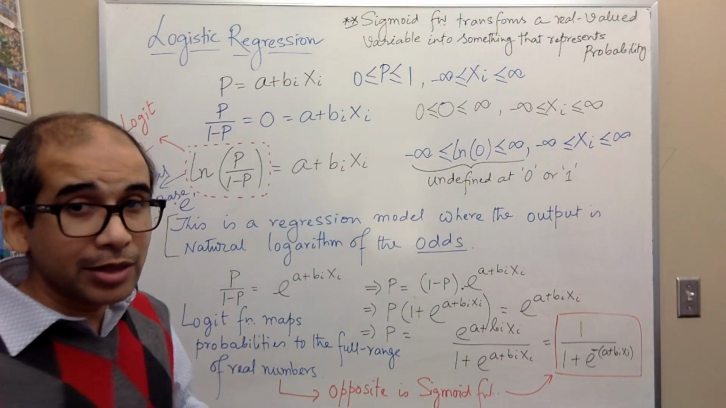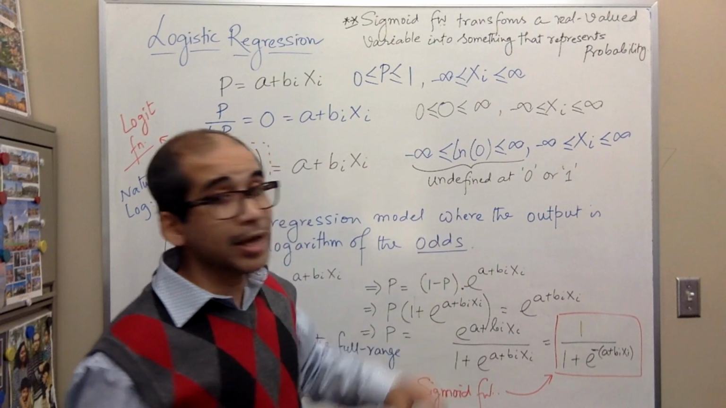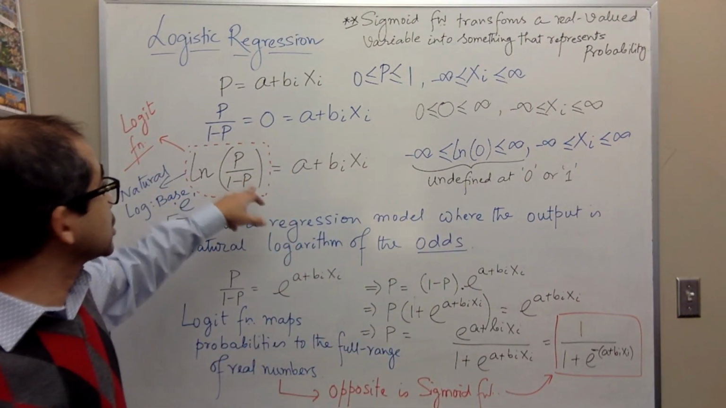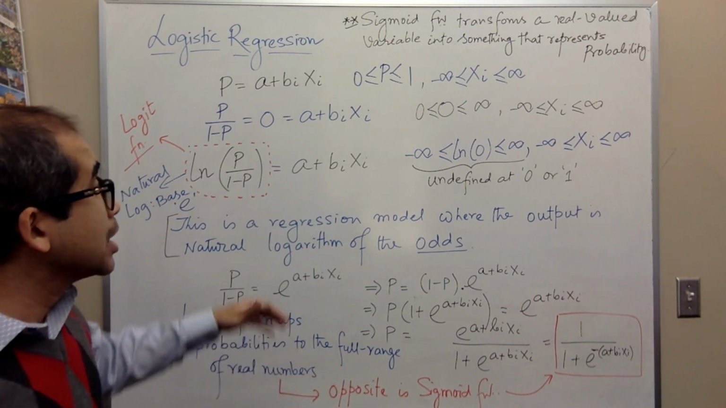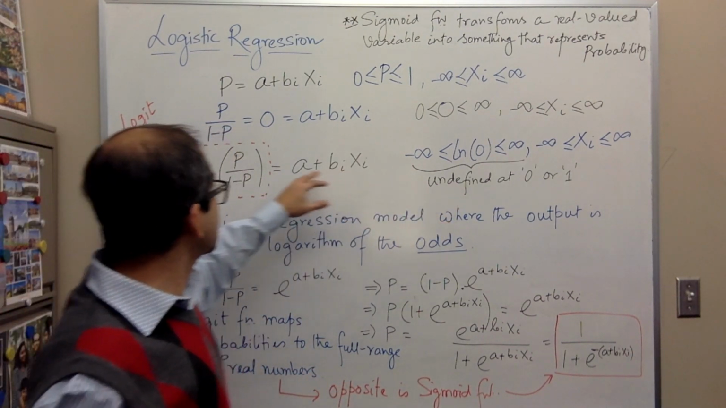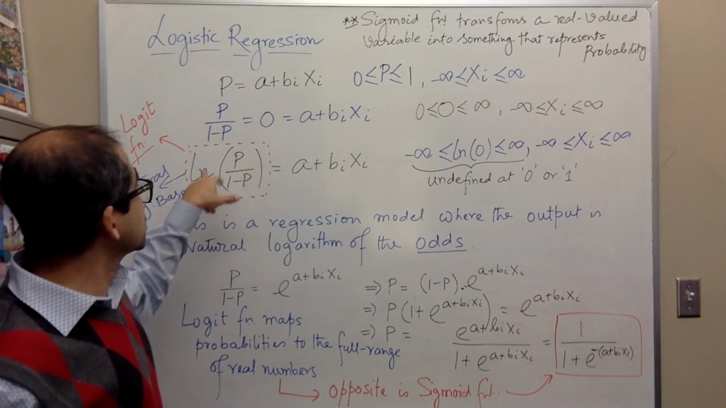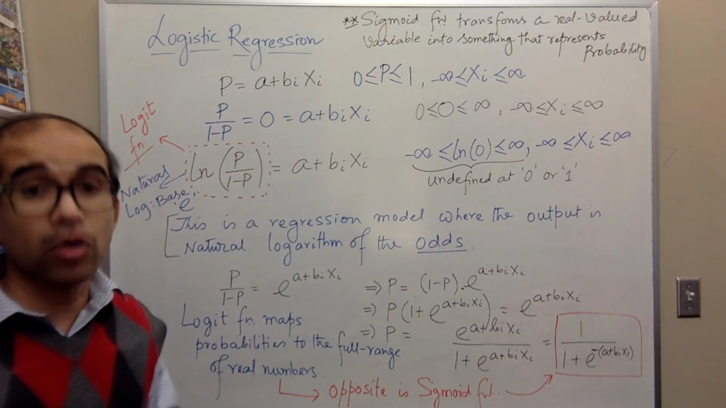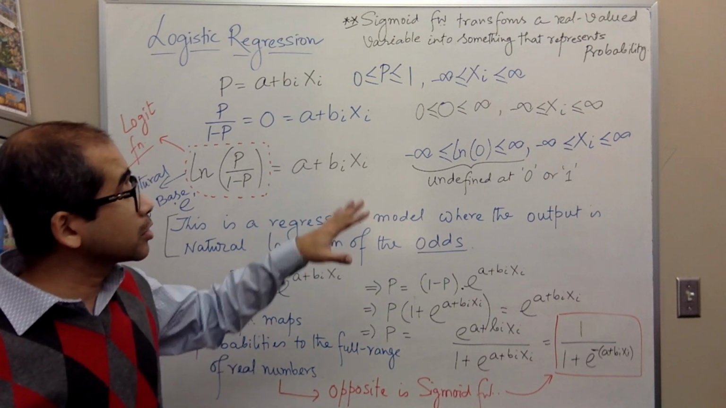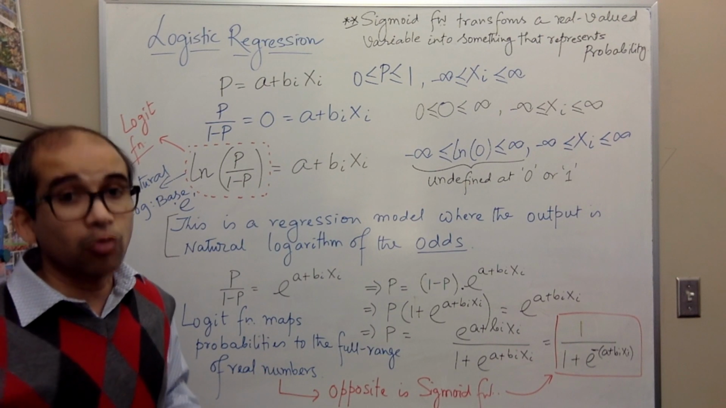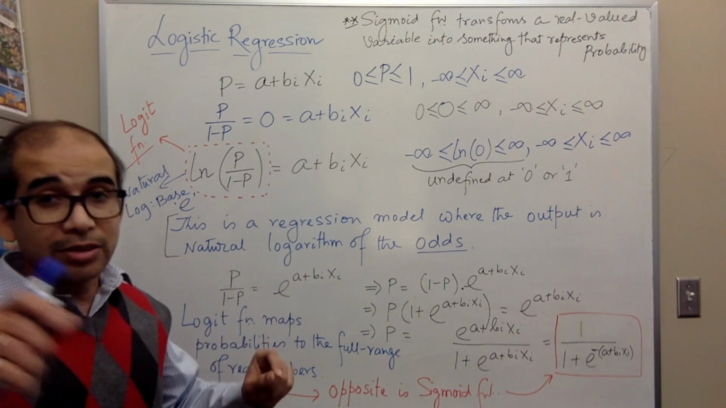You have to remember one thing, that they are undefined both at 0 and 1. If it's 1, then the denominator is 0 and it's undefined. And for the natural logarithm, if it's 0, then the top is 0, so the natural logarithm of 0 is also undefined. So these are undefined both at 0 and 1. They will never touch 0 or 1 and go asymptotic.